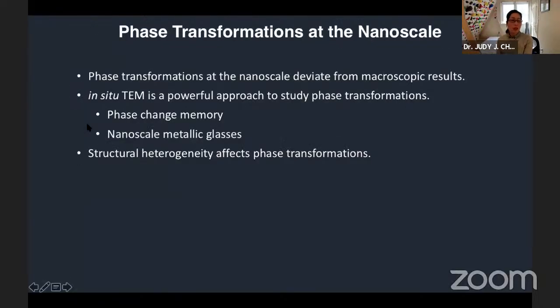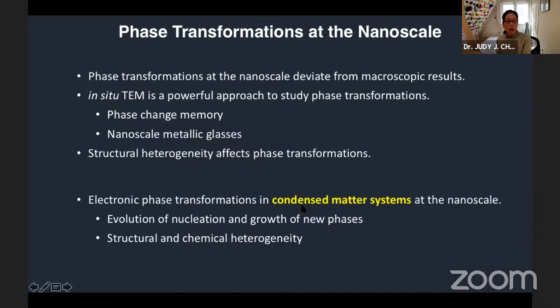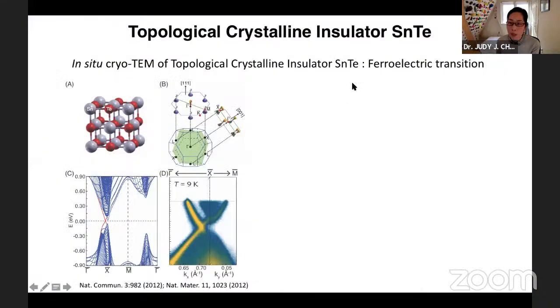So to summarize, phase transformation at the nanoscale deviate greatly from macroscopic results. And in situ TEM is a powerful approach to study these phase transformations. And then I gave you 2 examples. One was the phase change memory, and the second was the nanoscale metallic glasses. I think my current interest is looking at the phase transformations in condensed matter systems, particularly topological materials.